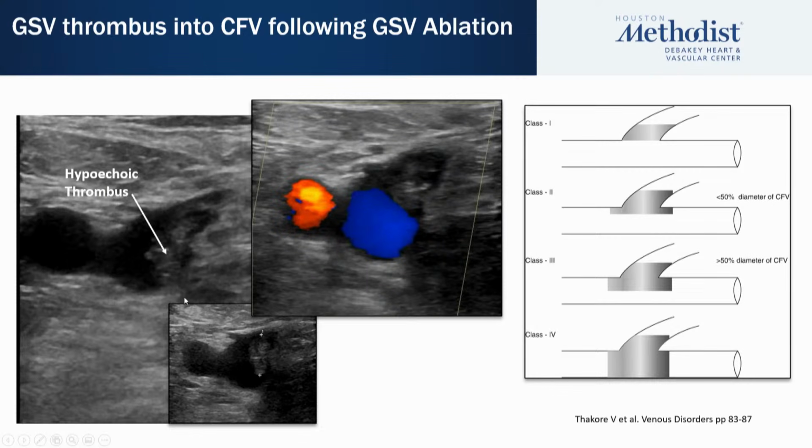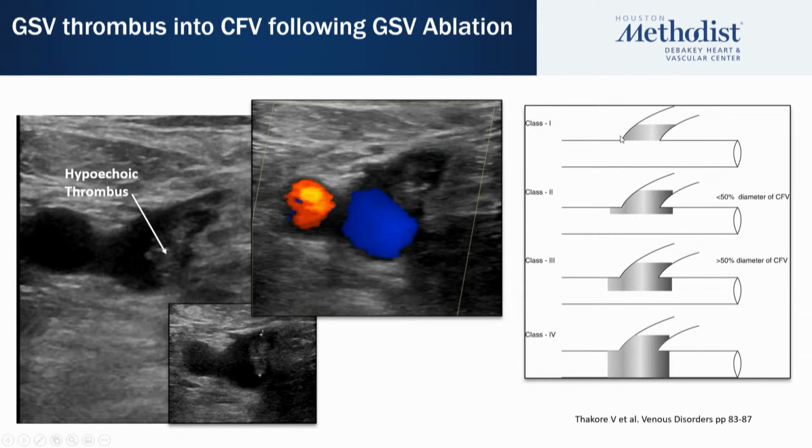This is something we're going to come across quite a lot, not necessarily a thrombus, hopefully, but evaluating patients after saphenous vein ablation, which has become a very common procedure. And what we want to do is try to define the class of thrombus, if present, abutting into the common femoral vein, because this will also have some implications for clinical management.